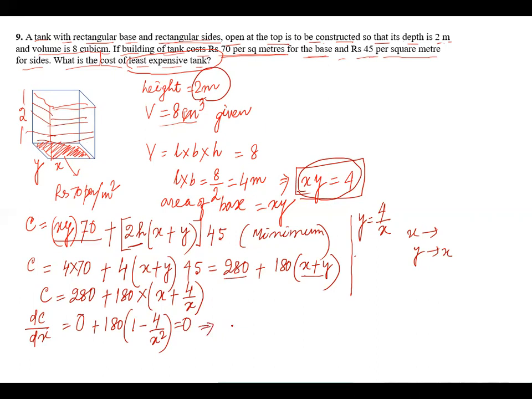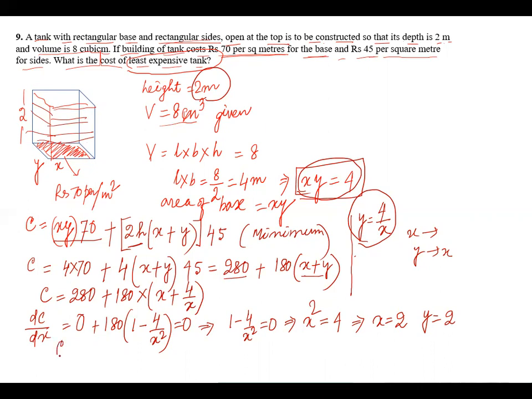So this gives you 1 minus 4 by x square is equal to 0, or x square minus 4 is 0, x square is equal to 4. This gives you x is equal to 2, because x cannot be negative. When x is equal to 2, how much will y be? y is also 2. So length is 2, breadth is 2. Then we got everything. Now I will get the cost.